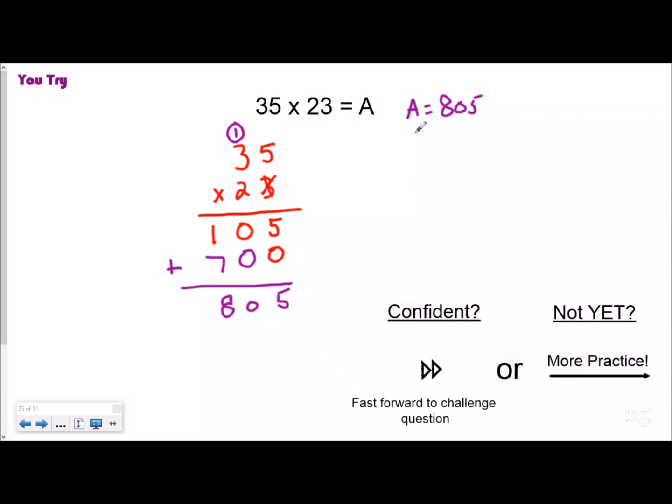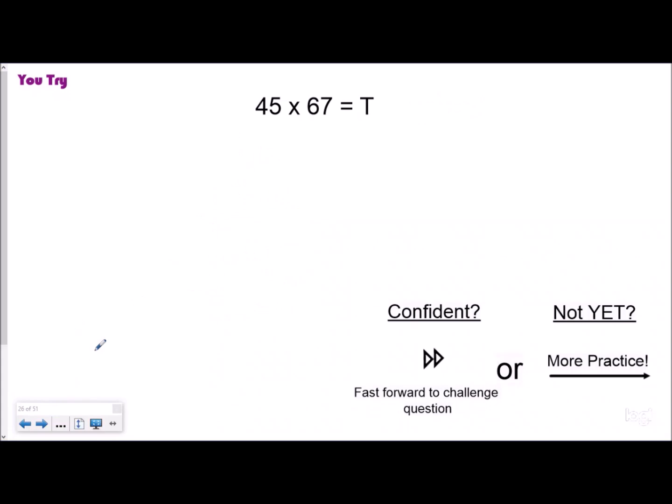If you've got that, you feel confident, you're ready to go ahead and fast forward to the challenge question. If you're not there yet, go ahead and keep watching for more practice. So now we have 45 times 67. Go ahead and pause it. Use your commutative property, put your bigger number on top, and then push play and see how you did.